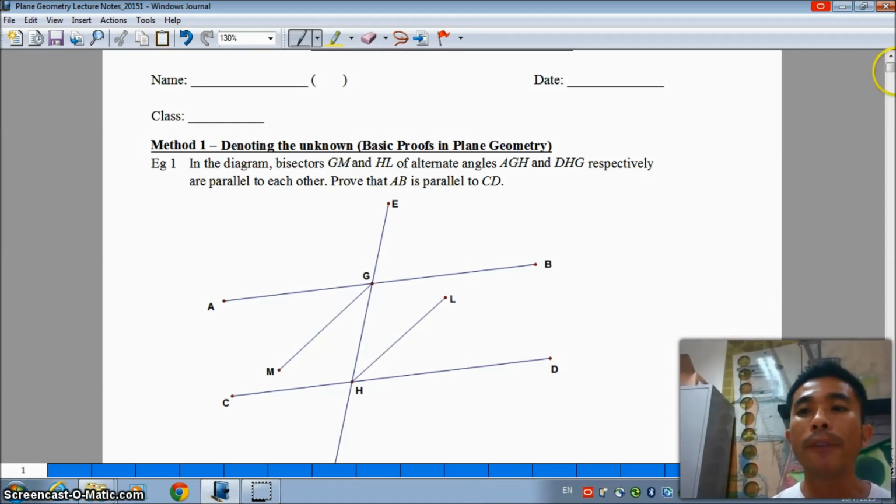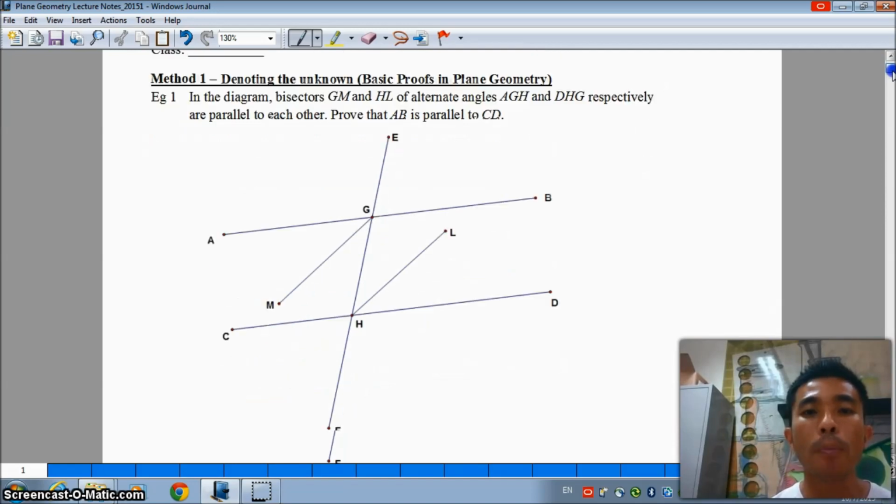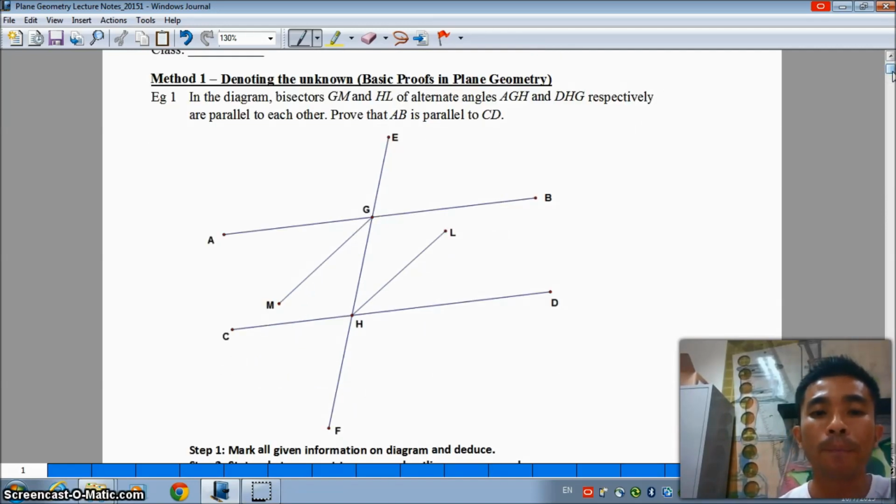Very importantly, before you start on the question, you must always make sure you read the question carefully and mark out all the given information on the diagram and deduce anything that you can. Without further ado, please pause this video for 1 minute and do your necessary marking before you come back to the video again. Okay, assuming you have done your marking, I'm going to do likewise together with you now.